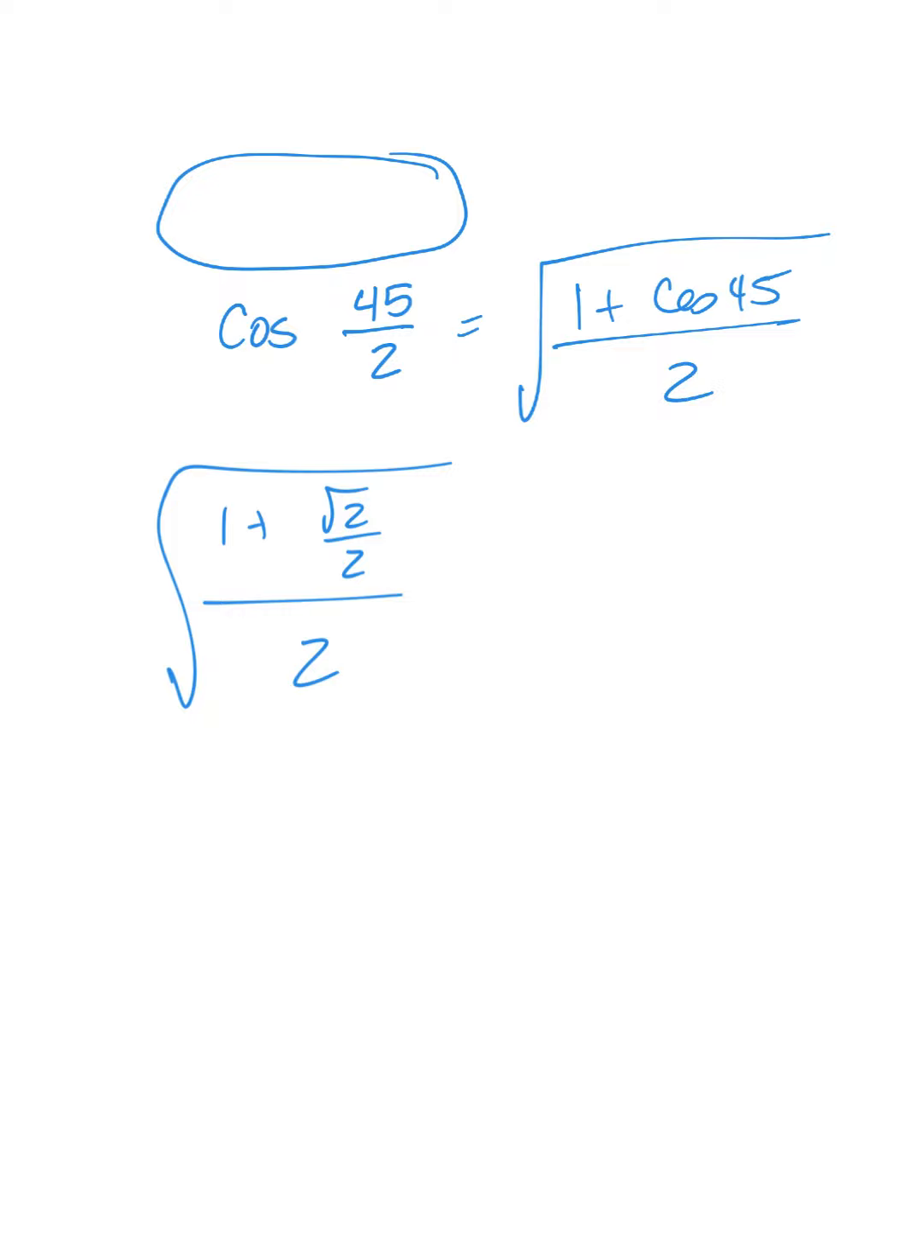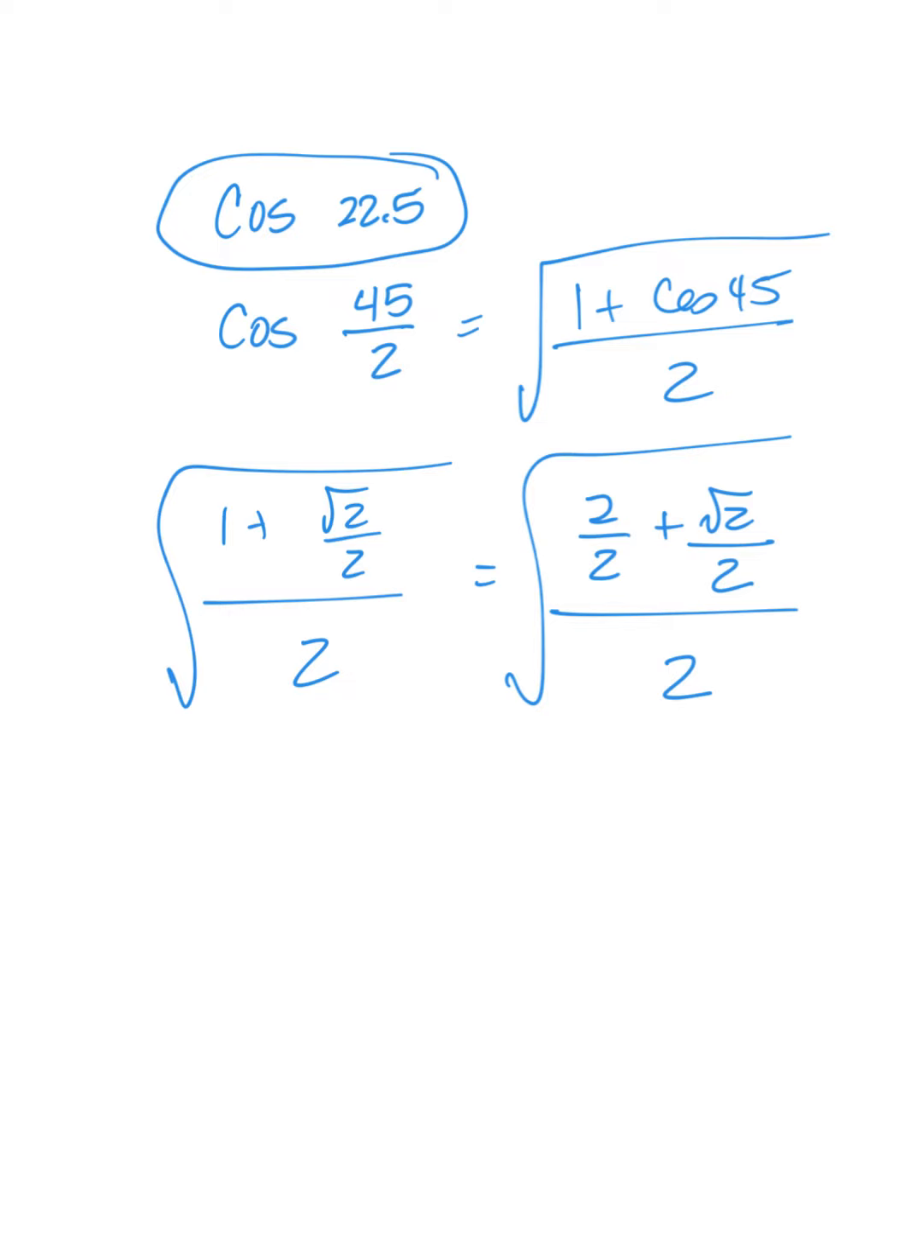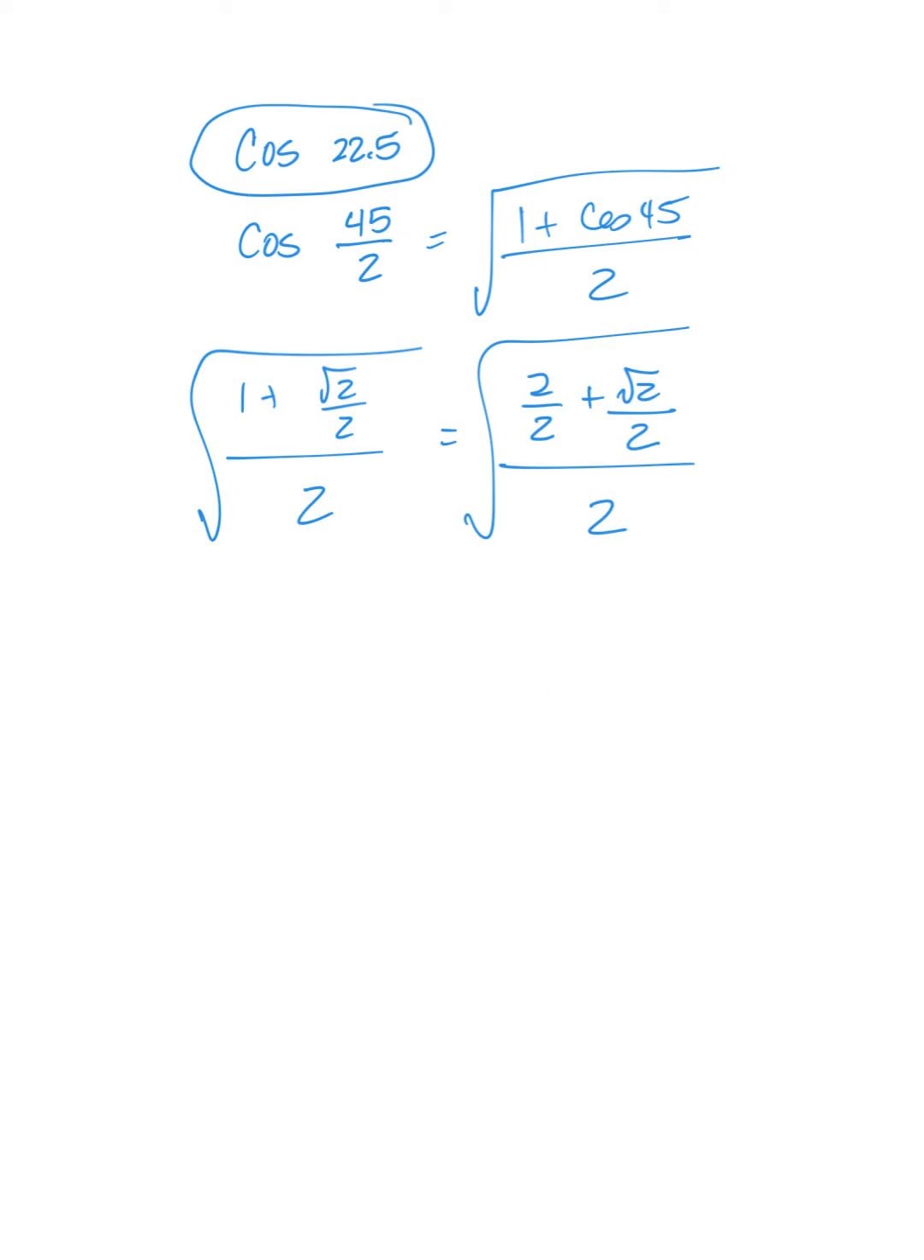And in order to add fractions, you have to have a common denominator. So 1 is the same as 2 over 2. And then this is over 2. Any questions there? On the top part, we can combine all this into one fraction. You have to do that before you can continue. So that would be 2 plus root 2 over 2, all over 2 in the square root.